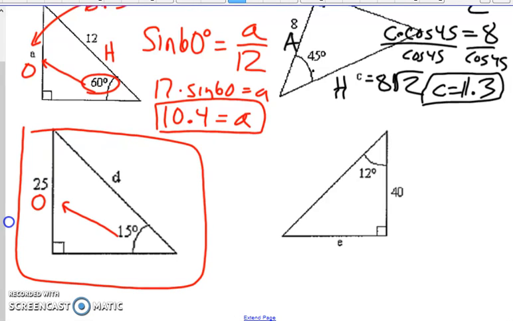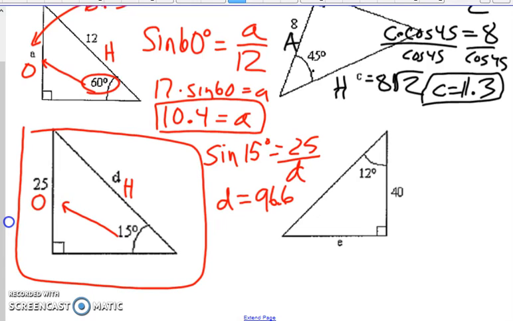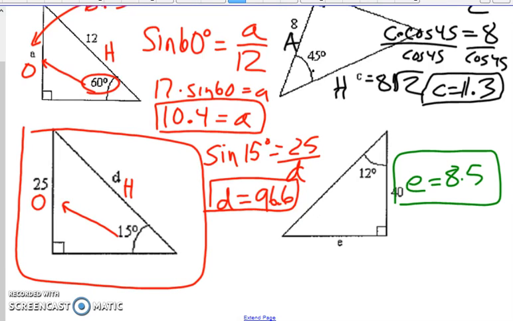So we know our opposite. We want to find our hypotenuse. We are going to use sine. So sine of 15 equals 25 over d. Cross multiply, solve that. You're going to get d is 96.6. And go ahead and pause, do that last one, come back, check your answer. Again, that last one is not a special right triangle, so you need to use trigonometry. You should have used tangent, and you should have gotten E is 8.5.